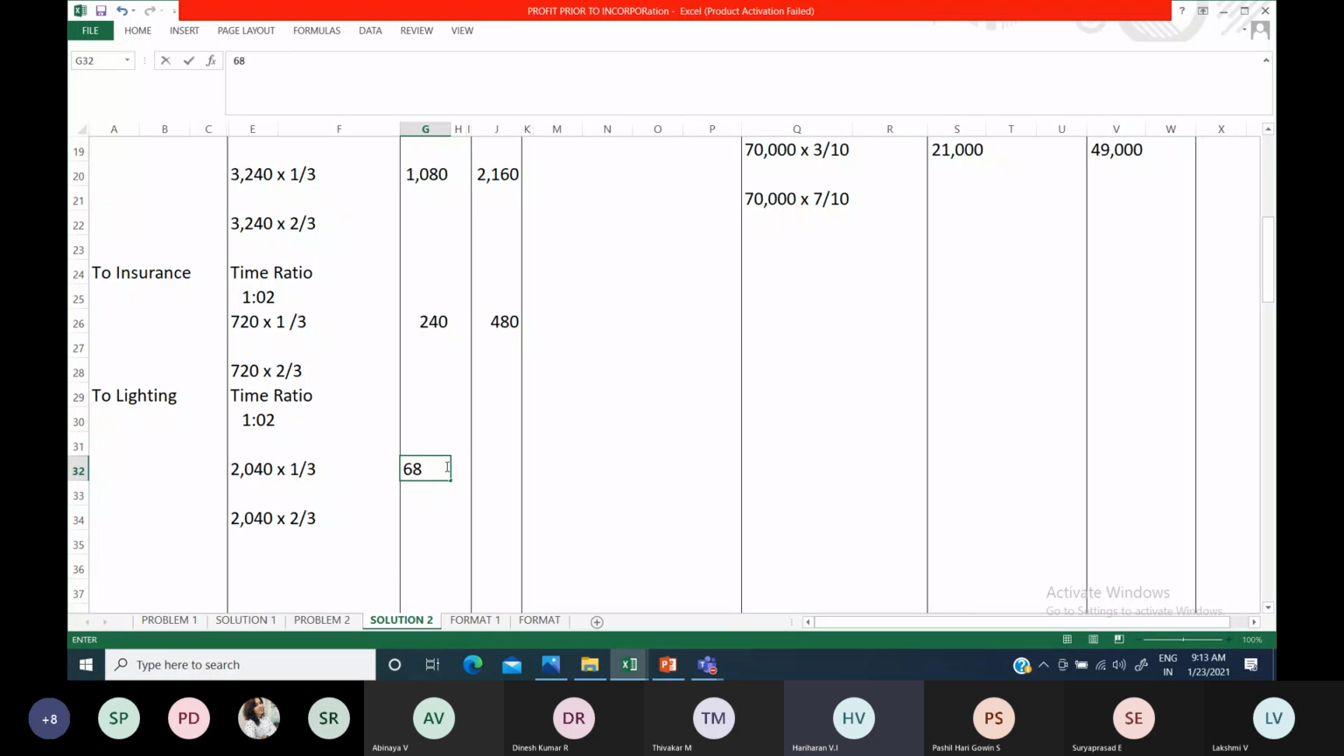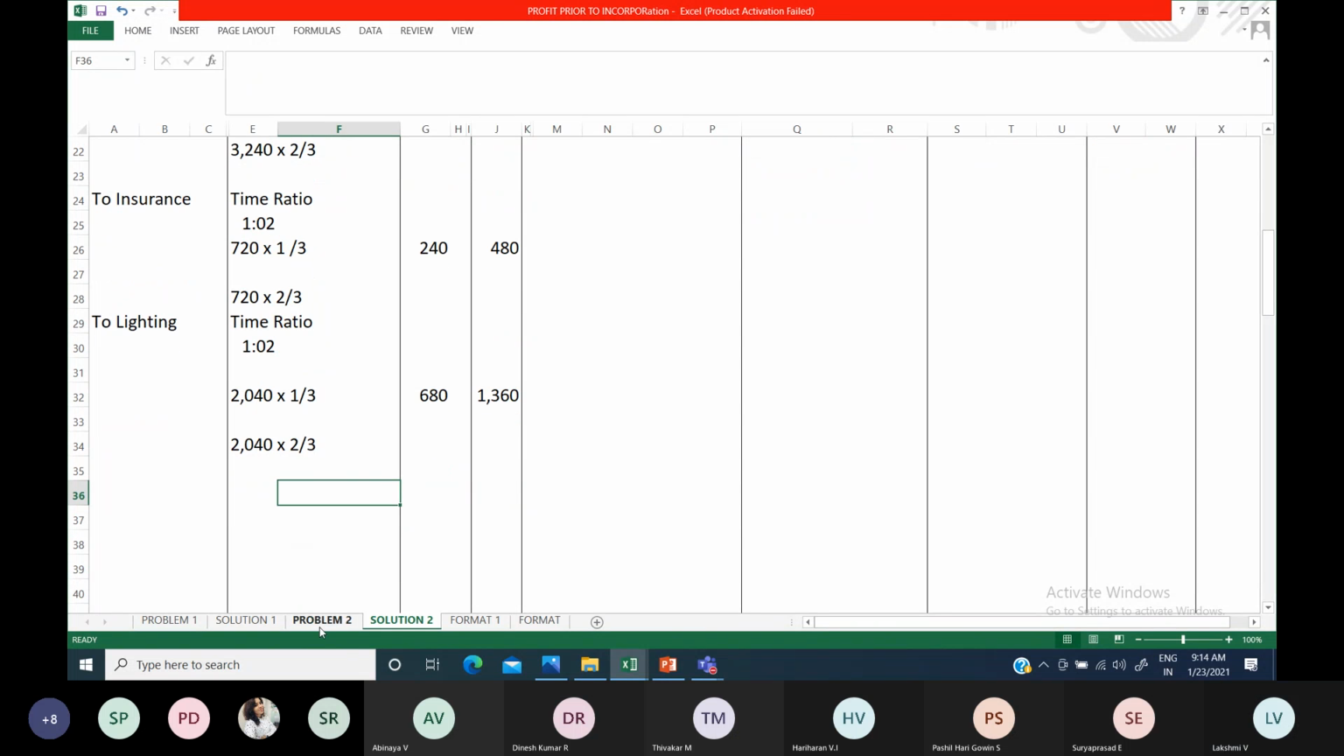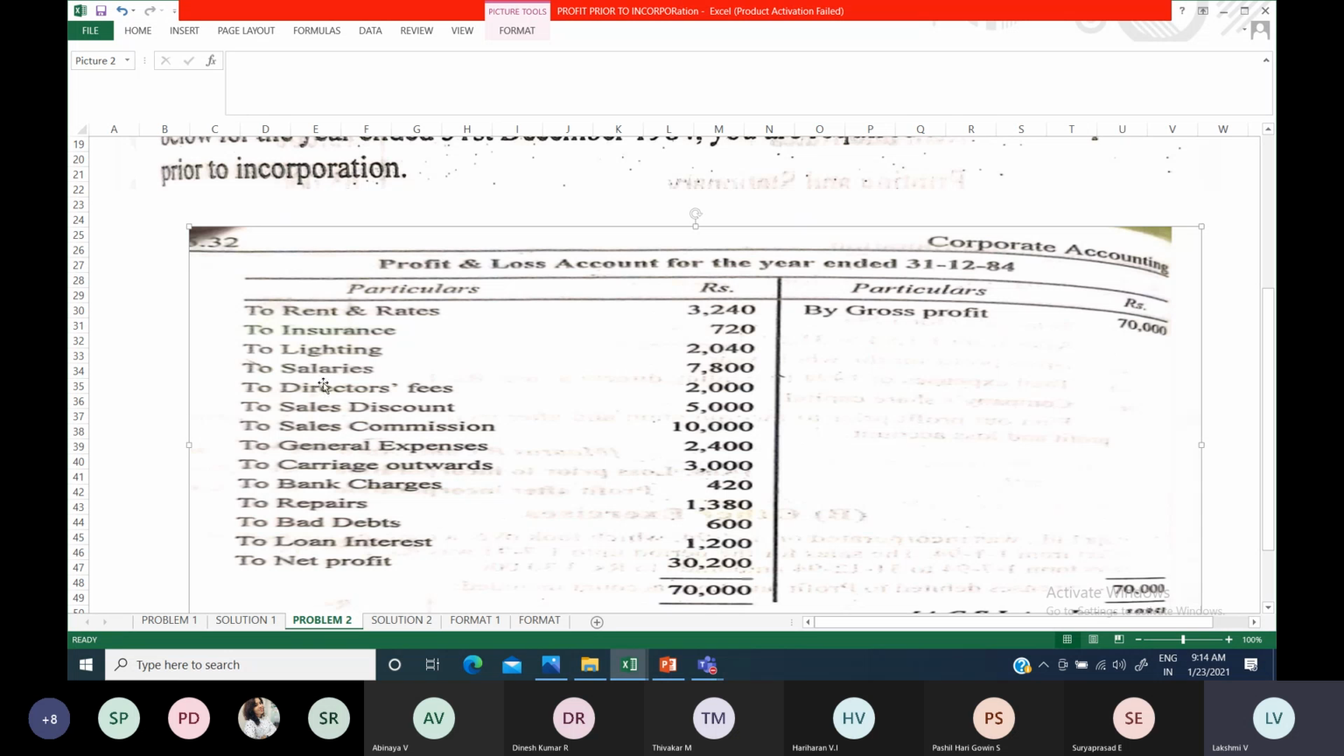680. Good. So next is your post column. 2040, 1360. Okay. So this is lighting. Next, moving on to other items.